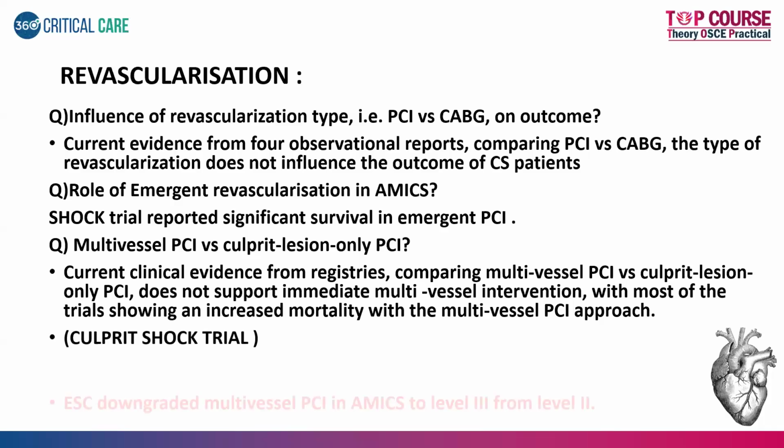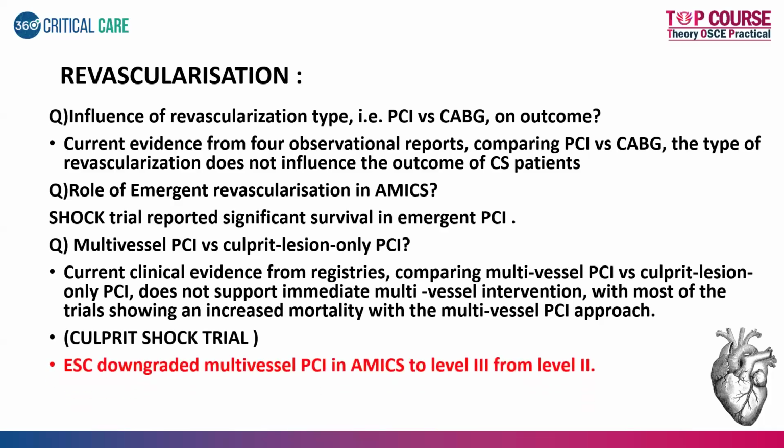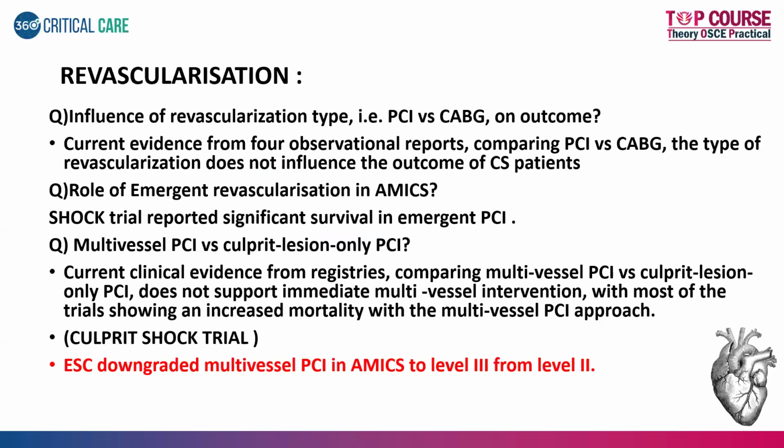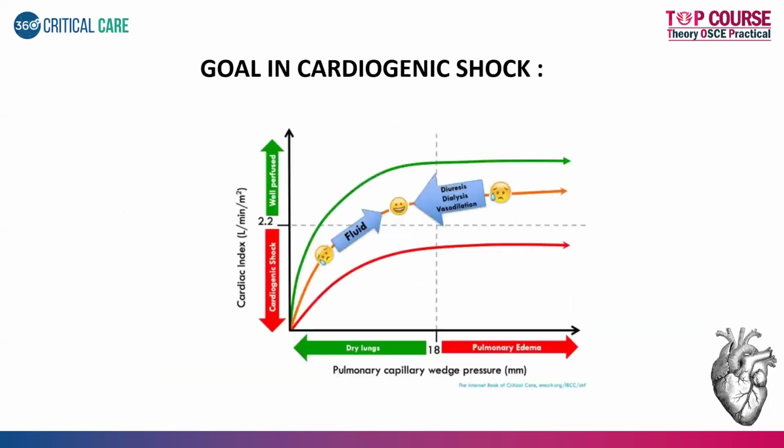So based on the CULPRIT-SHOCK trial, the European Society of Cardiology downgraded multivessel PCI in acute myocardial infarction causing cardiogenic shock from level 2 to level 3. So I hope I'm clear about this. So CULPRIT-SHOCK trial, treat only the lesion, don't treat other blocks.